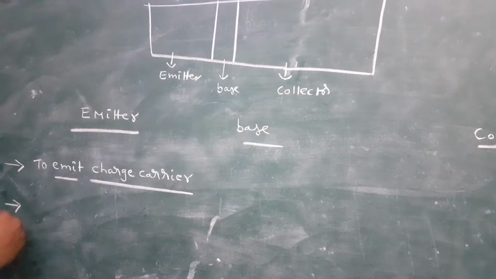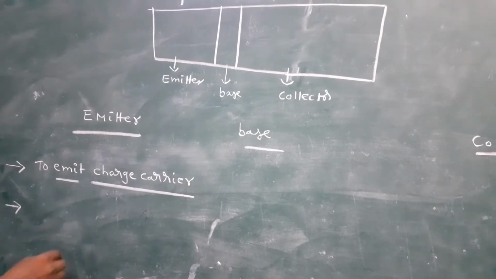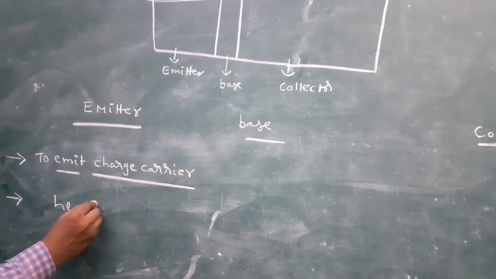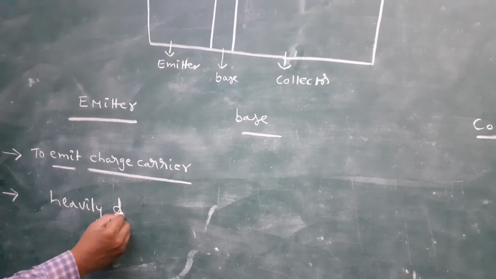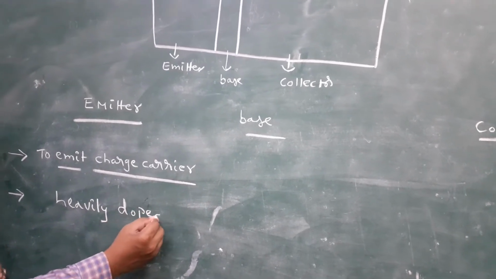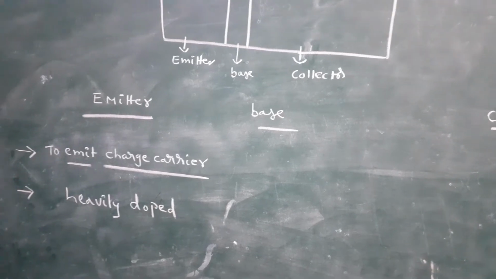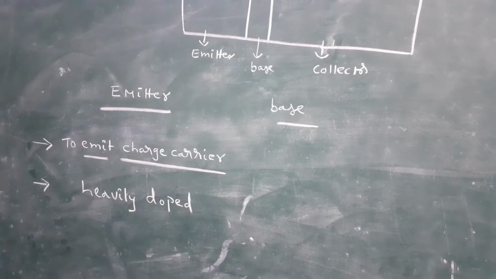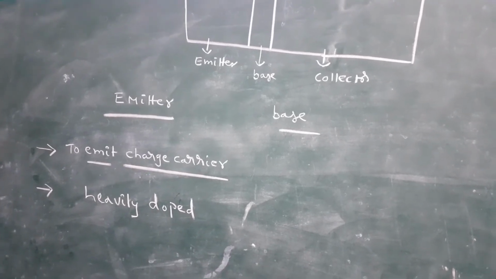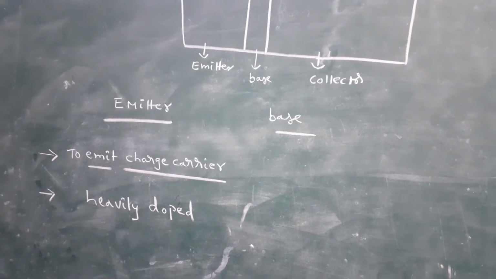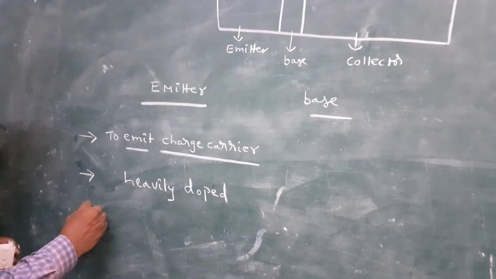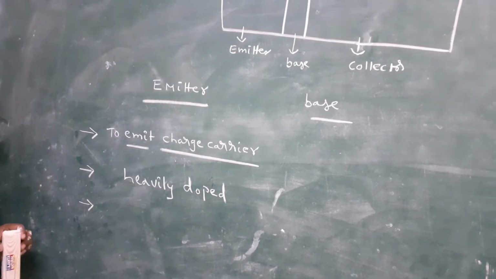And emitter means it is heavily doped. Doping means adding impurities. Heavily doped means automatically heavy charge carriers. What is the emitter functioning? To supply the charge carriers or to emit the charge carriers. It is always heavily doped.